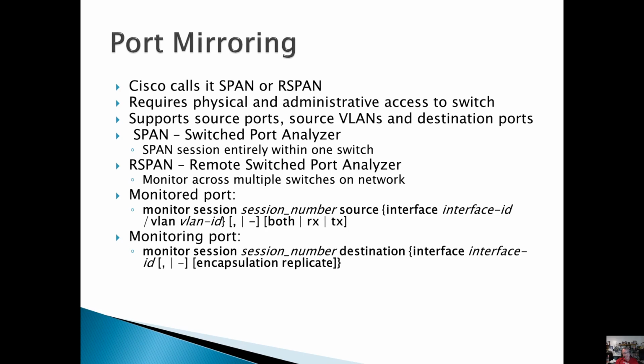Most of the switches you'll find in enterprise networks have got something called either port mirroring or port spanning. Cisco calls it SPAN. So this requires access to the switch. You have to have physical access to the switch because you have to plug your machine into an unused port of the switch. You also need administrative access to the switch because you have to issue commands on the CLI.